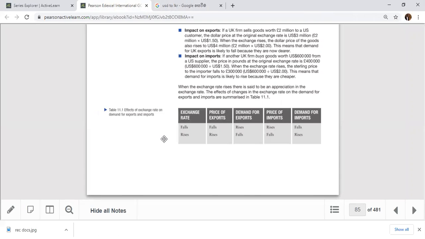You can see the exchange rate falls. As a result of that, the price of exports will fall, demand for exports will rise, and the price of imports will rise, and also demand for imports falls. So this one I summarized again. When the exchange rate falls or depreciates, always think it's good for the exporters because of the cheaper value, and when the exchange rate rises, it's good for the importers, because demand for imports will rise as a result of that, because it becomes cheaper to importers when the exchange rate rises. That's a summary of importing and exporting, guys.